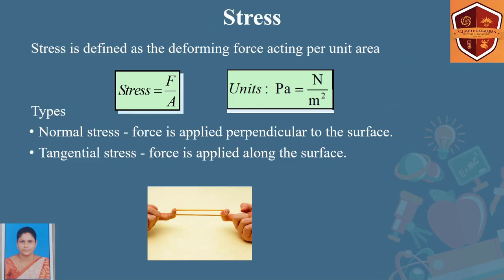Then stress. Stress is defined as the deforming force acting per unit area. Stress is force per area. Its unit is Pascal, which in other words is Newton per meter square. There are two types of stress: normal stress and tangential stress. Normal stress means force is applied perpendicular to the surface. Tangential stress means force is applied along the surface.